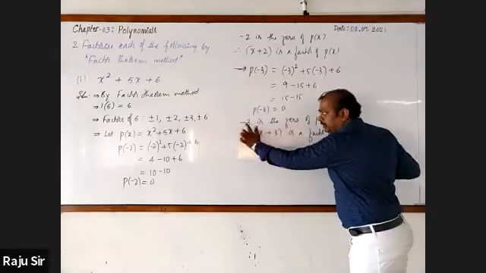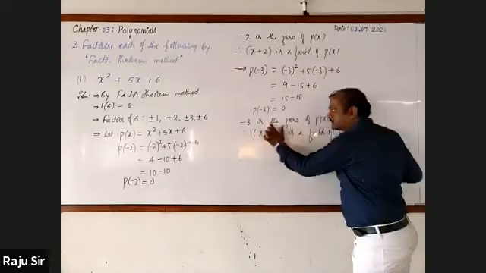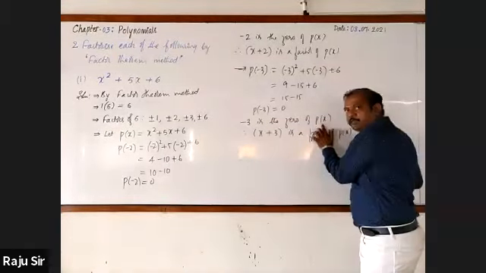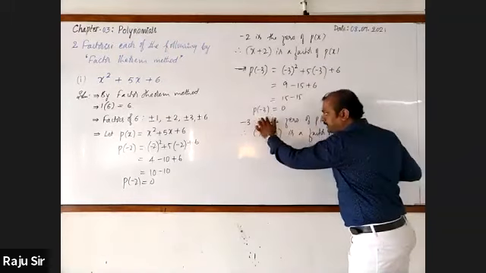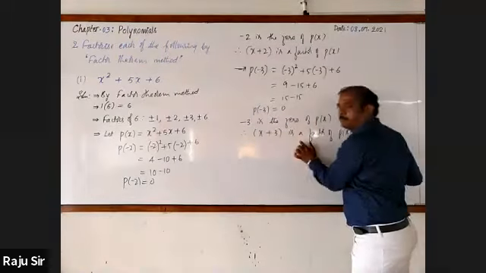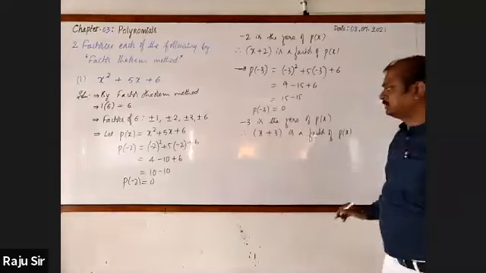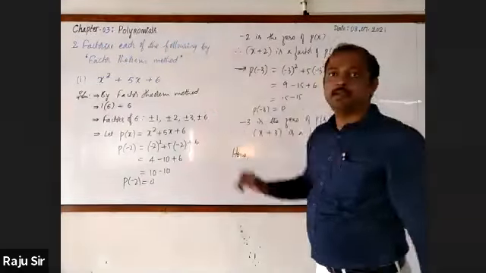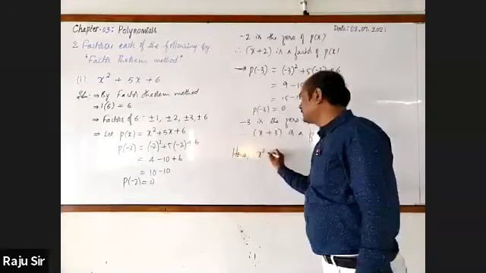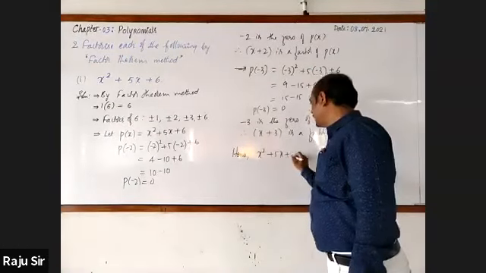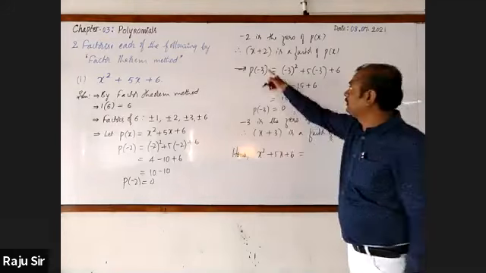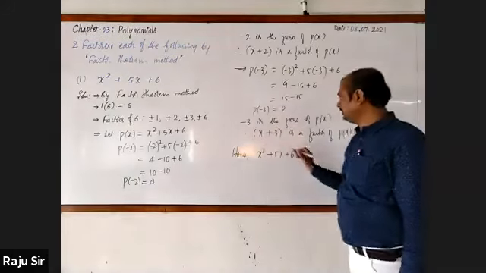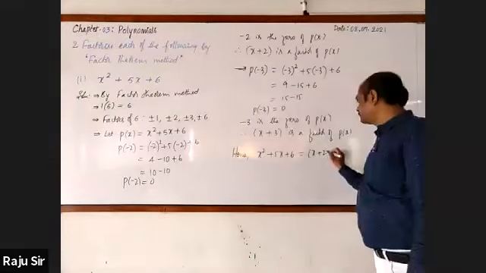Observe here, you may write either minus 3 is the zero of P of x, or else by factor theorem, x plus 3 is a factor. Now conclusion. Hence, the polynomial is x square plus 5x plus 6 and its factorization is x plus 2 into x plus 3.